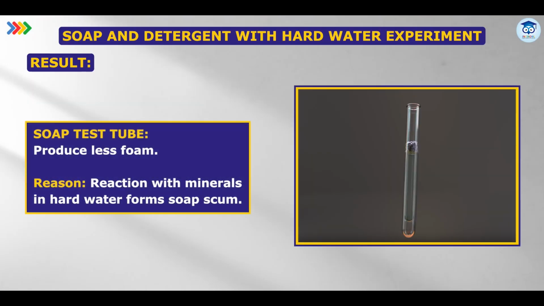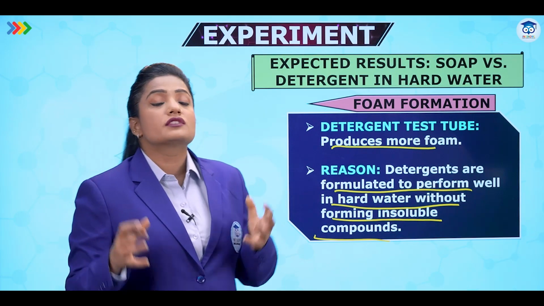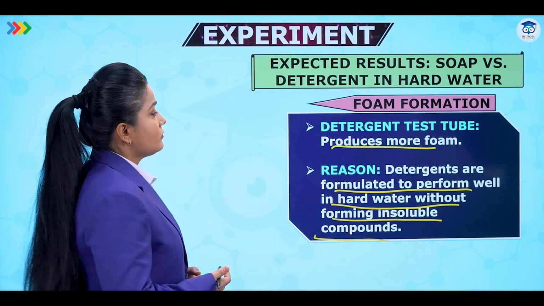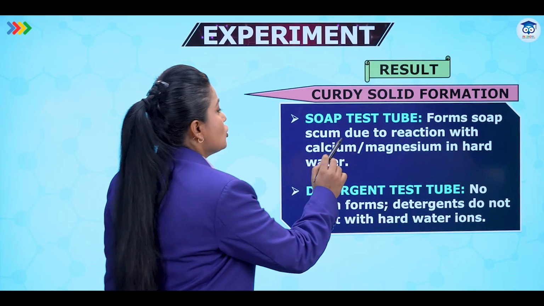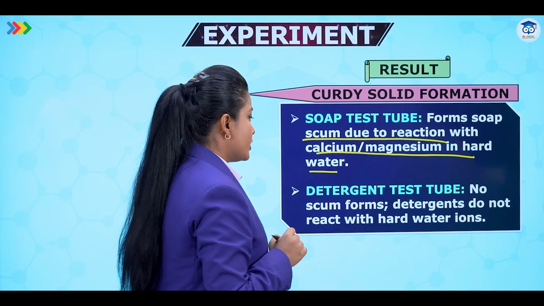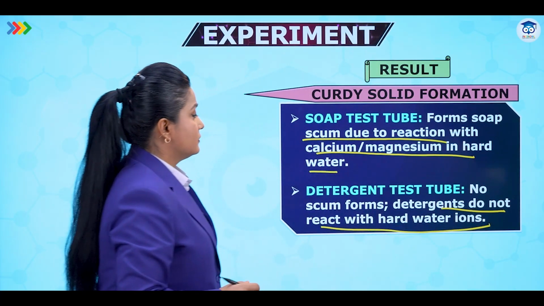What we can see is that the soap test tube produces less foam, and the reason is that reaction with minerals in hard water forms soap scum, the white layer. In the case of detergent, it produces more foam. Detergents are formulated to perform well in hard water without forming insoluble compounds. That is why we use detergents for washing our clothes, not soap, because detergents can perform well in hard water. In soap, soap scum is formed due to reaction with calcium and magnesium in hard water, while in detergents no scum is formed as detergents do not react with hard water ions.